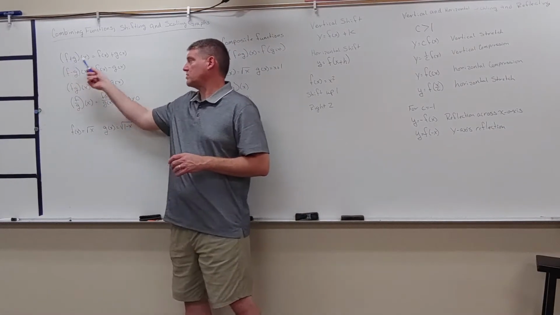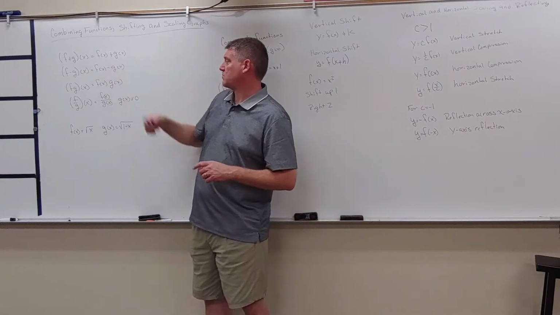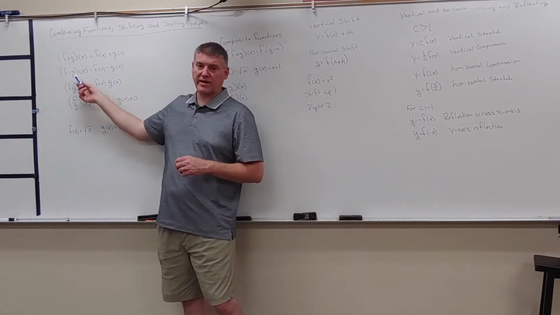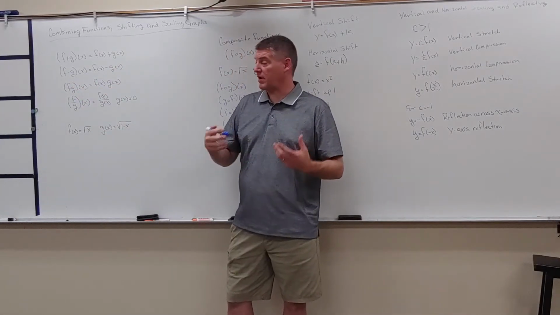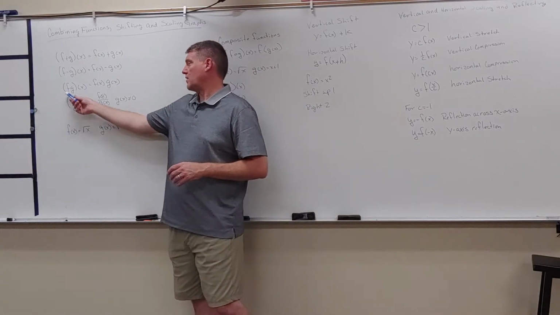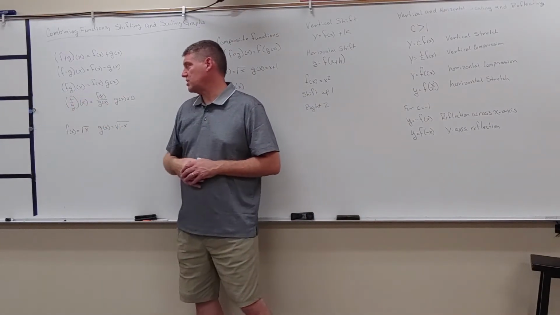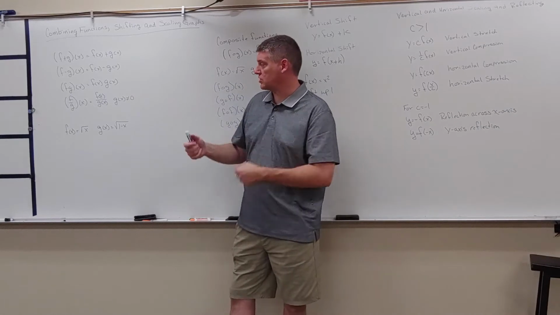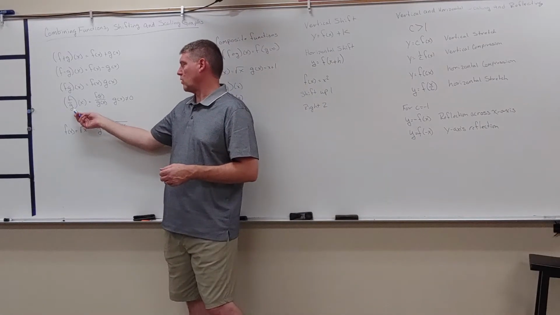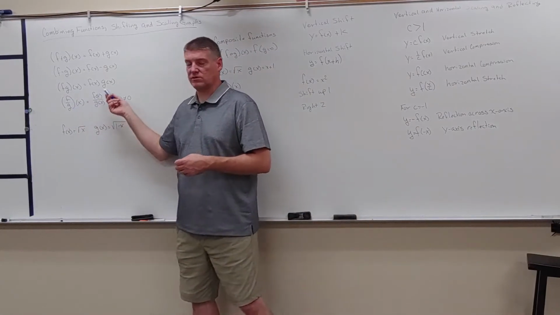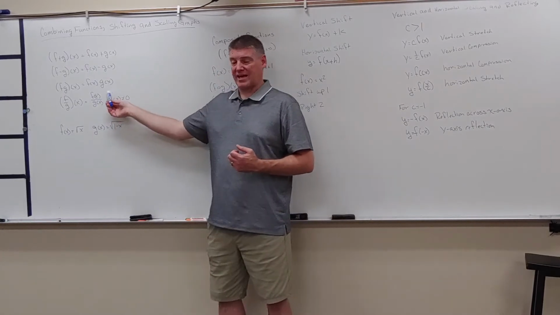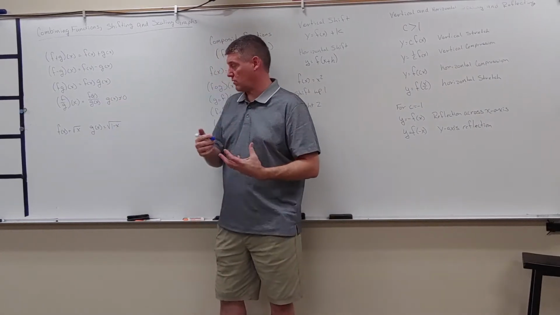So (f plus g)(x) is f(x) plus g(x). (f minus g)(x) is f(x) minus g(x). The product, (f times g)(x) equals f(x) times g(x). And then the quotient, (f over g)(x) equals f(x) over g(x), and g(x) cannot equal 0.